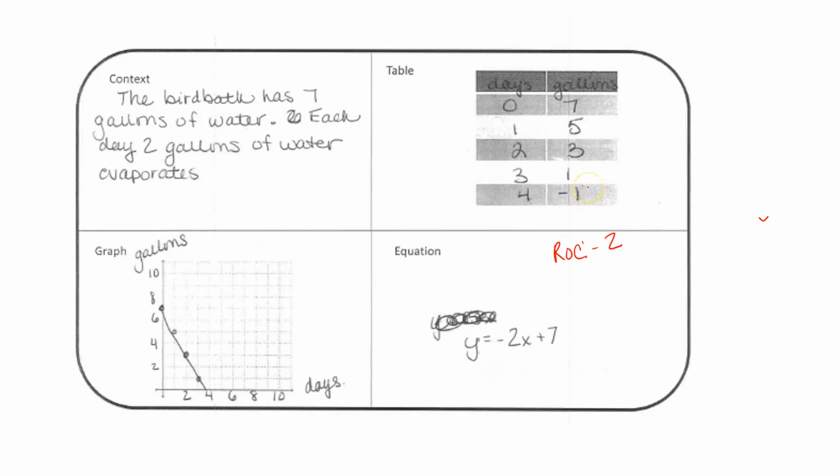So I made the story then. I said the bird bath has 7 gallons of water. Each day, 2 gallons of water evaporates. So we start here with days on the X going up by 1s, gallons on the Y also going up by 1s. So I started here at 7 and it dropped by 2 until you get to day 4. Day 4 it'll be down here.